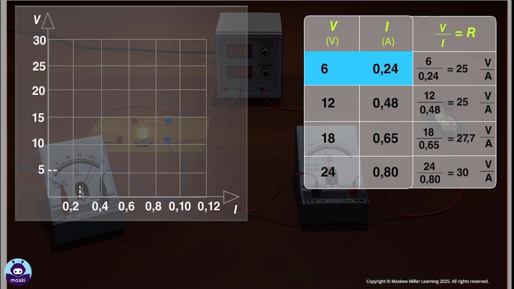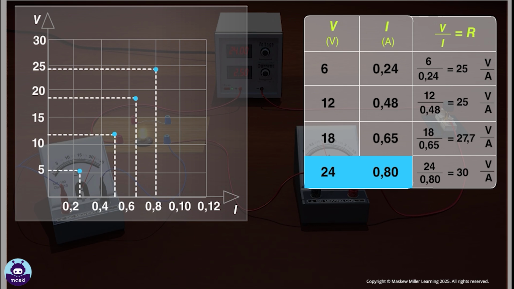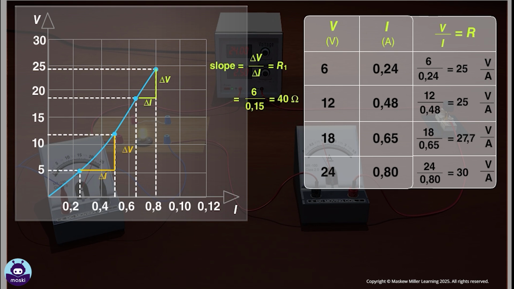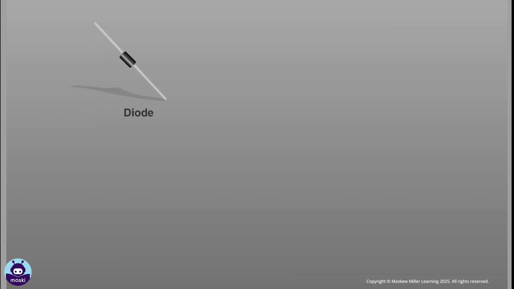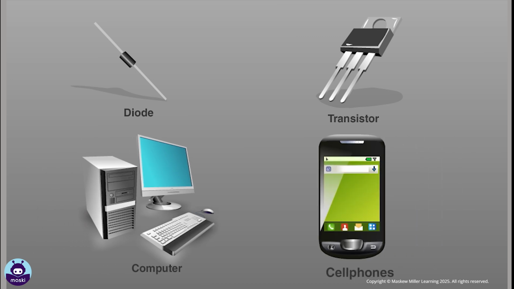If we plot this relationship with voltage on the y-axis and current on the x-axis, we do not get a straight line. This shows that the ratio of voltage to current is not constant. In other words, the resistance is not constant. Such conductors that do not obey Ohm's law are called non-ohmic conductors. Other non-ohmic conductors are semiconductor diodes and transistors that are used in computers, cell phones, and other electronic devices.